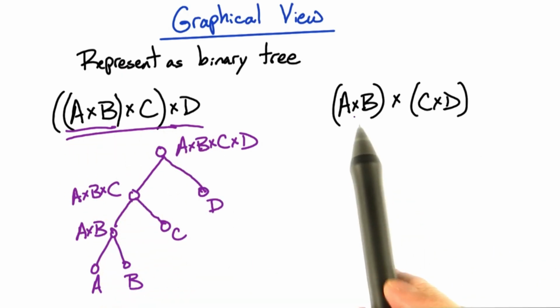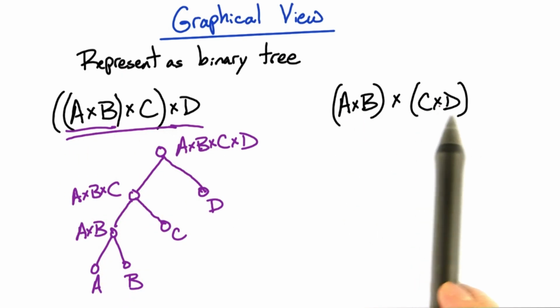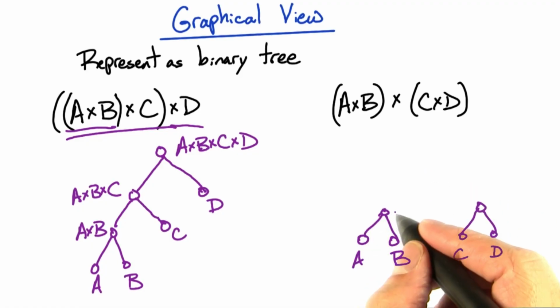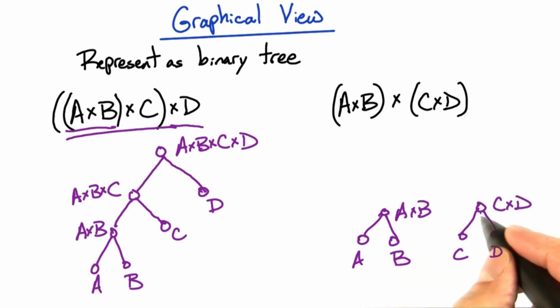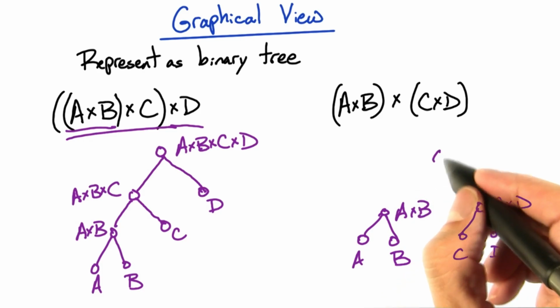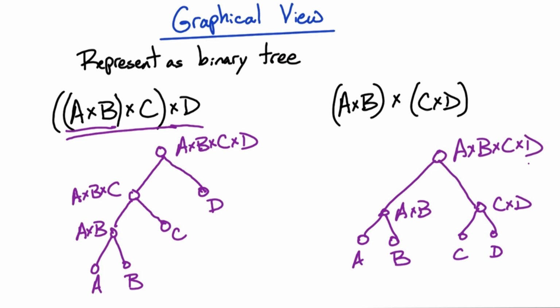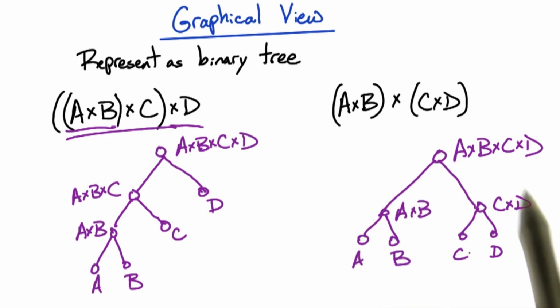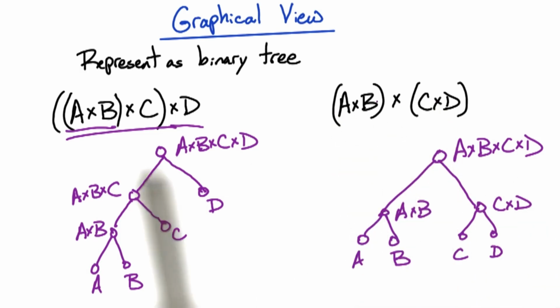Here's another parenthesization. We can do A times B, then we can do C times D, and then we multiply those two together. This is represented by the following tree. We first compute A times B, then we compute C times D. So this represents A times B, this represents C times D, and then we multiply those two together. This gives us our final matrix, A times B times C times D. So the roots of these two trees represent the same product, A times B times C times D. How the subtree is structured tells us the parenthesization.